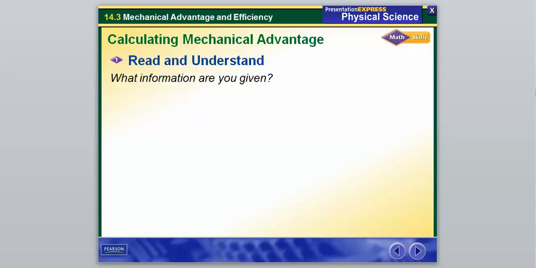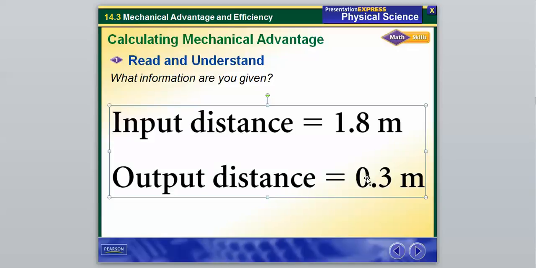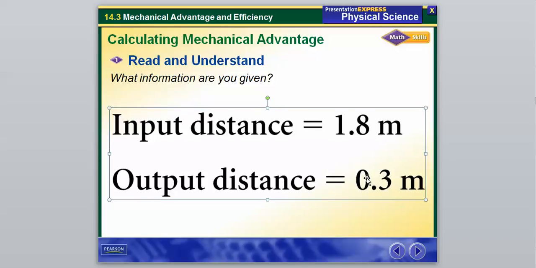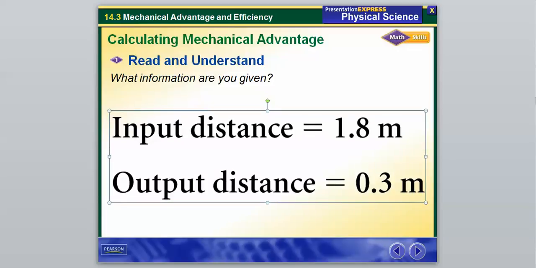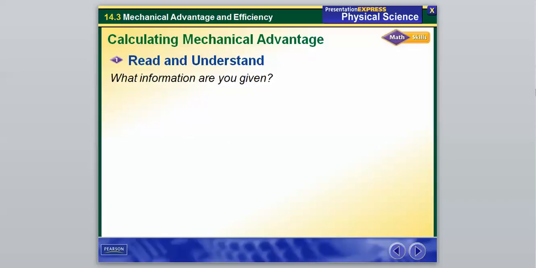So we're going to read what information we're given. The input distance, so what distance are we responsible for? We moved it 1.8 meters, and as a result, the ramps raise it by 0.3 meters. That's the output distance. The output distance is what the machine helps us move. So those are the two things we are given. Now, which unknown are we going to try to calculate? We're looking for ideal mechanical advantage because that's what it says right there in the problem.